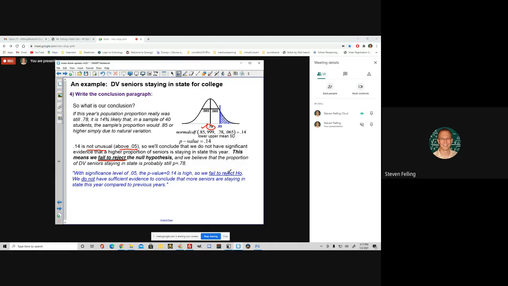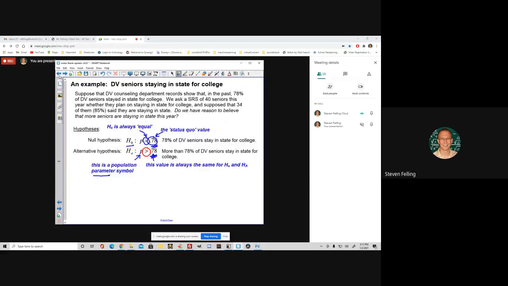Because we failed to reject the null hypothesis, we do not have sufficient evidence to conclude that more seniors are staying in state this year compared with previous years. What we're saying is, this is the history value. This is this year. And yes, this year's a little different, but that difference would happen randomly by chance enough that we don't consider it unusual. So this evidence is not strong enough for us to say that the alternate hypothesis is true, right?